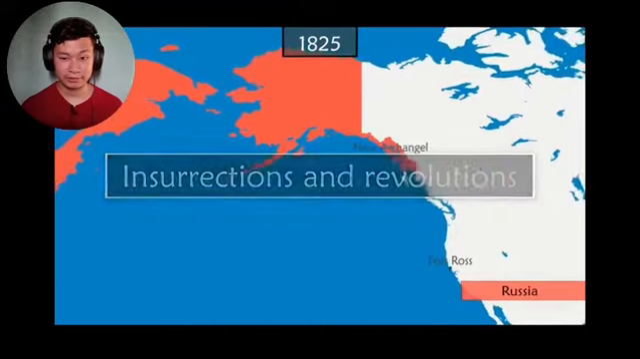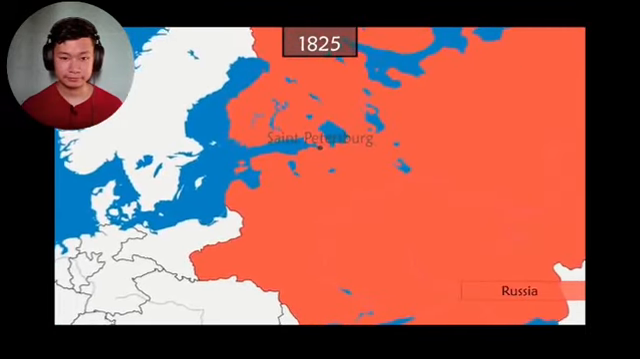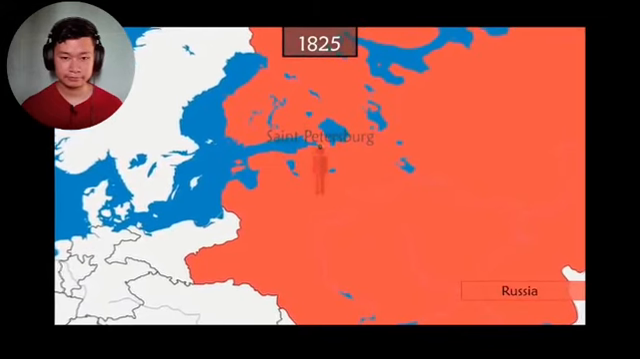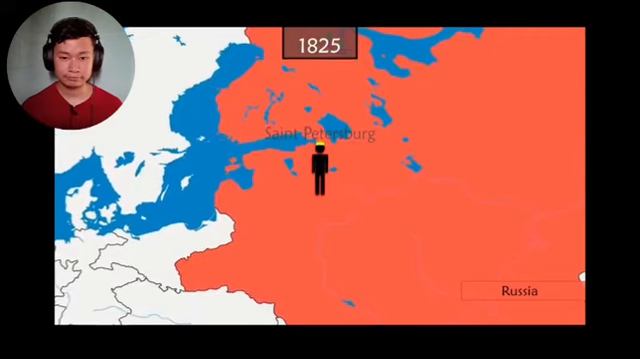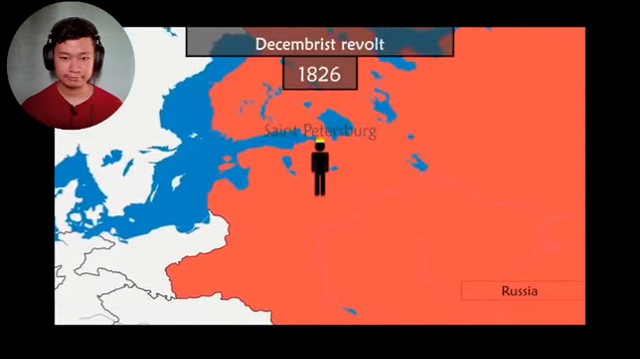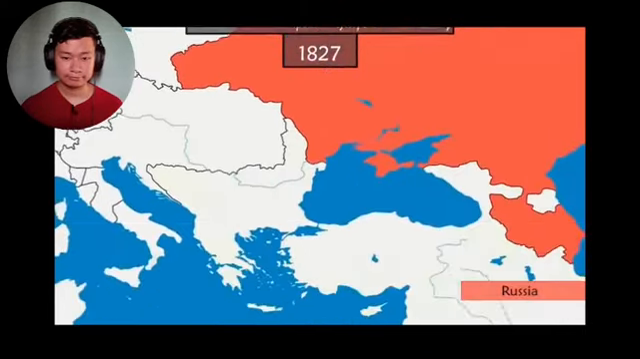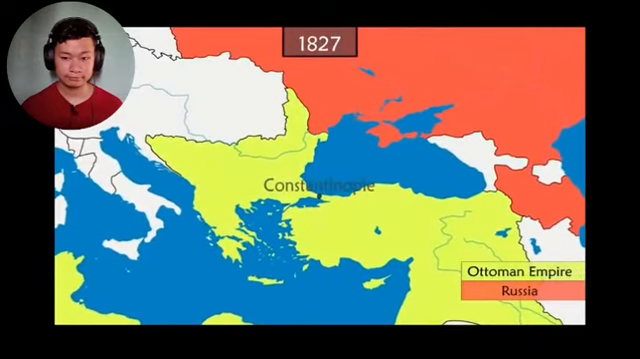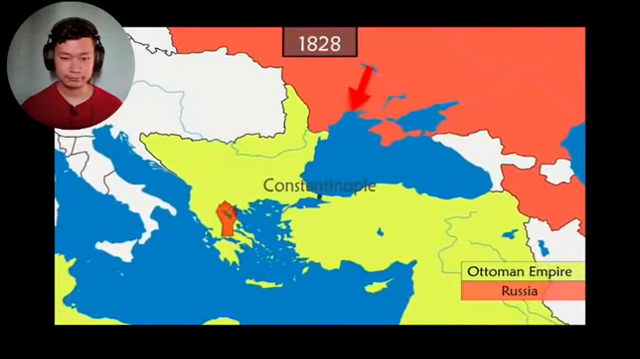Insurrections and revolutions. After the death of Alexander I, successor Constantine refuses to take the throne. His brother Nicholas then becomes the new emperor. But as soon as he takes power, he narrowly avoids a military coup. In response, he strengthens the autocracy and surveillance in the country. In the Balkans, the Ottoman Empire is undermined by Greek insurrection. Russia takes advantage of this and provokes a war.